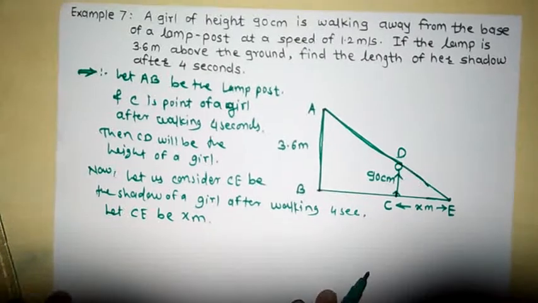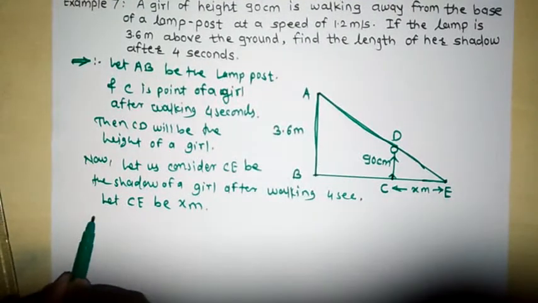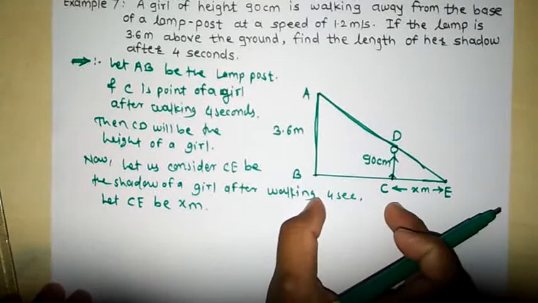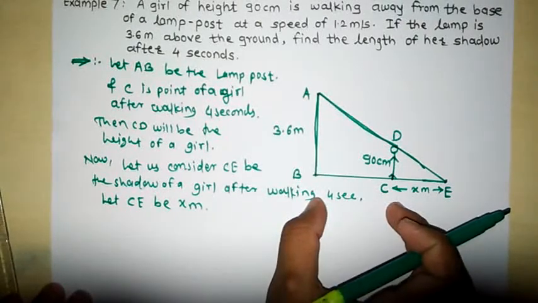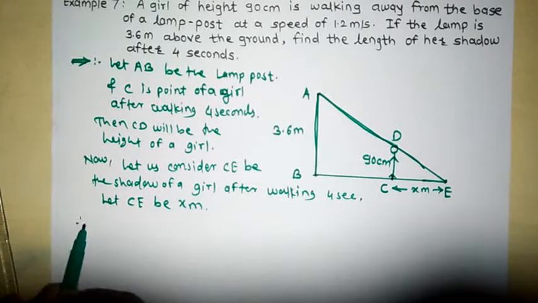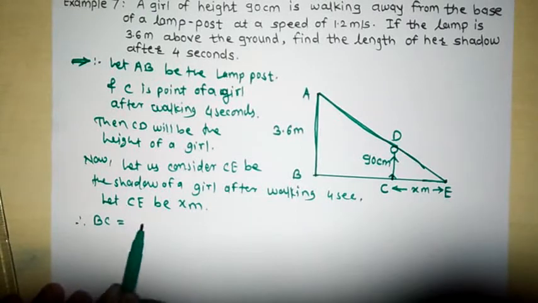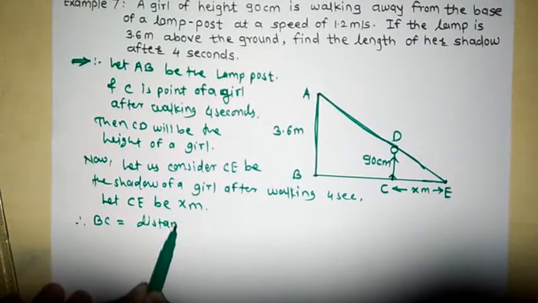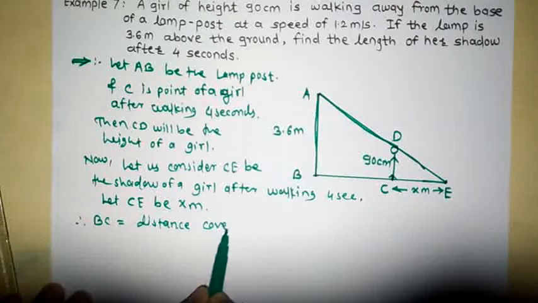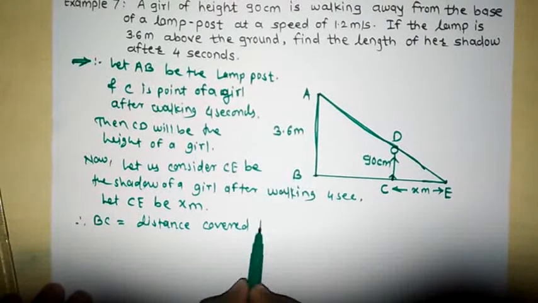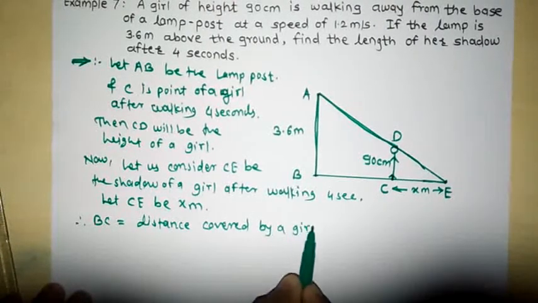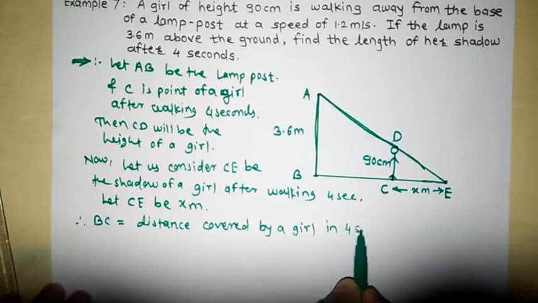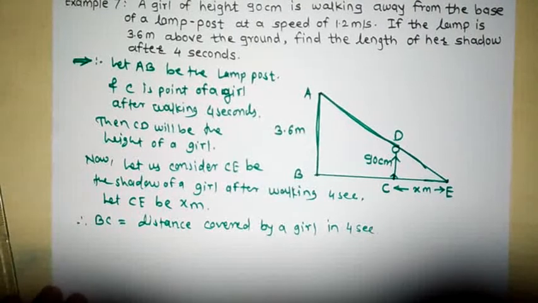Now see here, in the triangle, can we find the BC distance also? BC is the distance which the girl will cover in 4 seconds. Therefore, BC is equal to the distance covered by the girl in 4 seconds.